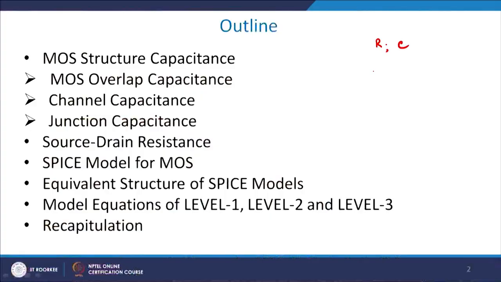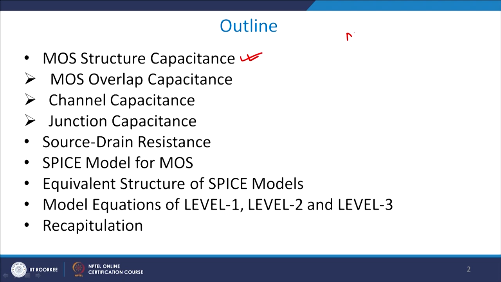Why capacitance? Because if there are larger capacitances, you require a larger amount of time to charge and discharge the capacitance. And similarly, if the resistance is high, your on currents will be low, and therefore you require a larger amount of time to charge or discharge the capacitor. In both cases, your delay will be large, and therefore it is quite essential that we study the capacitance model of a MOS structure.